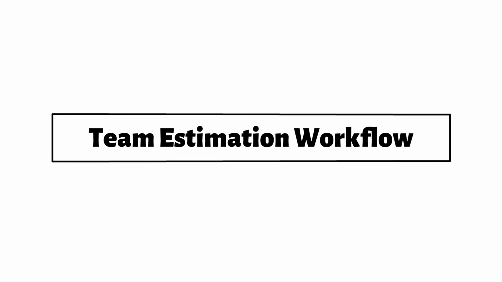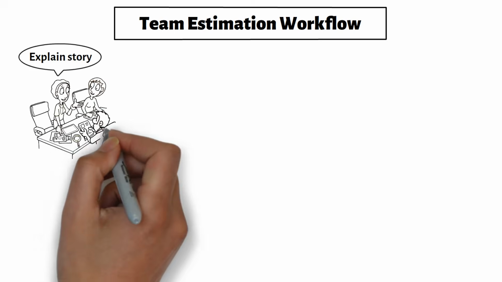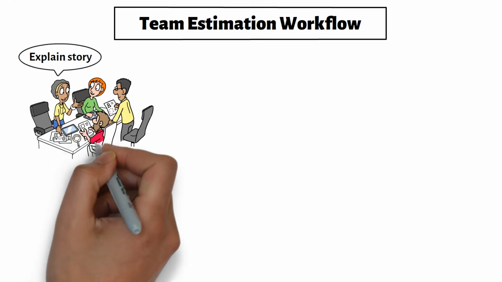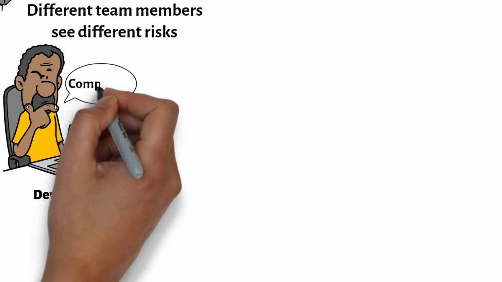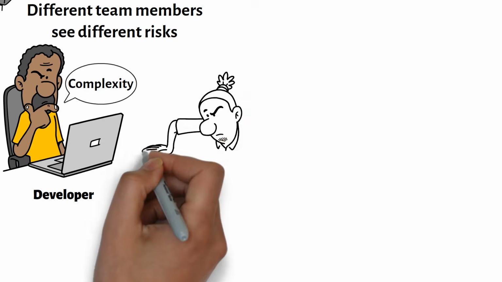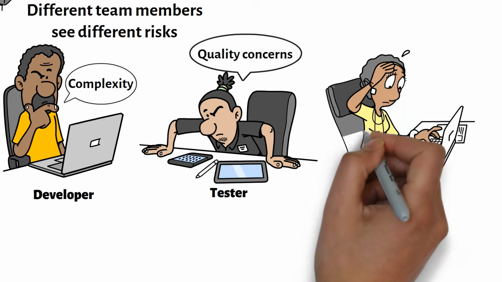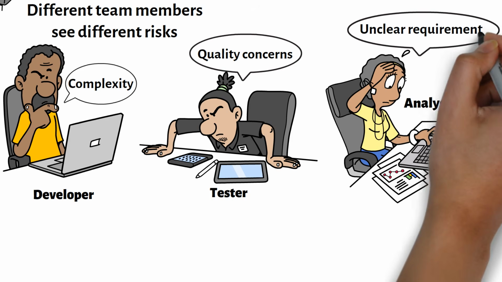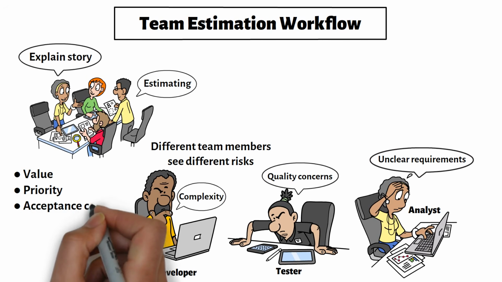Estimation in Agile is a team activity. The product owner may explain the story and clarify the business need, but the people doing the work should be involved in estimating it. That matters because different team members see different risks. A developer may notice technical complexity. A tester may see edge cases or quality concerns. An analyst may notice unclear requirements. The product owner may clarify value, priority, or acceptance criteria.